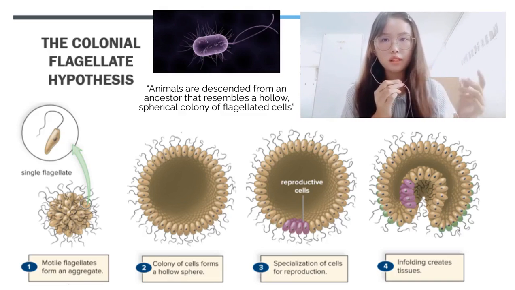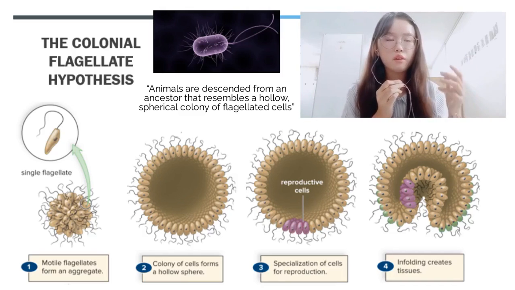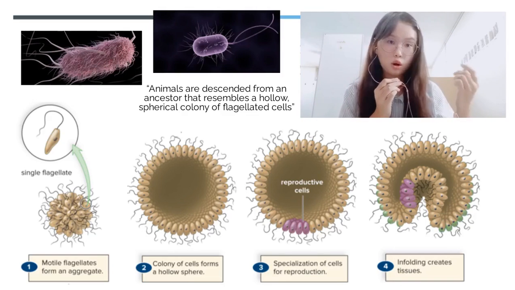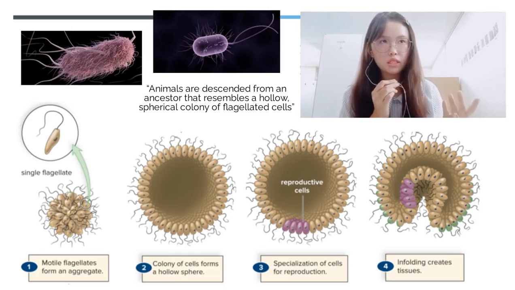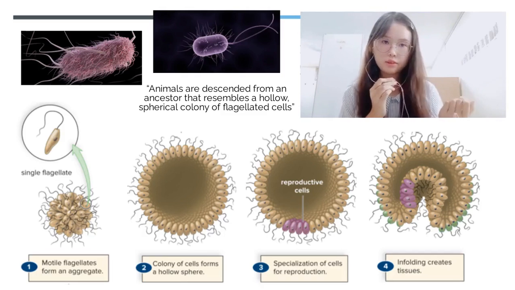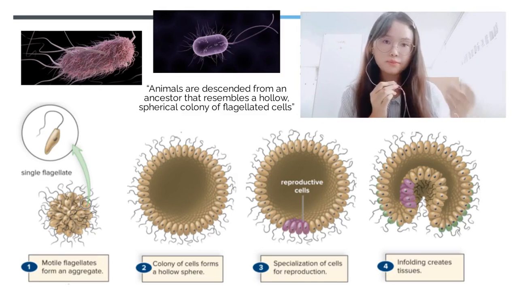The motile flagellates will form an aggregate of flagellated cells, and this colony of cells will then form a hollow sphere as shown here. They will undergo specialization to have specific functions. For example, as shown here, some develop into reproductive cells. It will then enfold and create tissue, and this is how our tissue layers are formed.